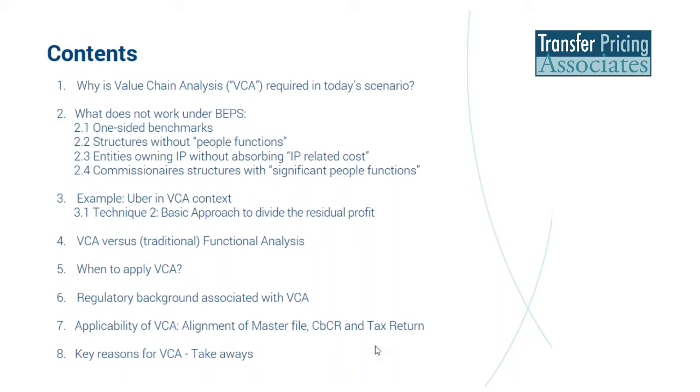And then we'll move on to in which situations we need to apply VCA, and then we will pick up the regulatory changes associated with VCA, like the OECD guidance through BEPS Actions 8 to 10 and Action 13, where we need to disclose certain TP information. Then we will look at the applicability of VCA to three layers of documentation, which include the master file, CBCR, and the tax return, which is part of the tax information provided to the tax inspector. And then at the end, we will pick a few takeaways, followed by questions and answers.